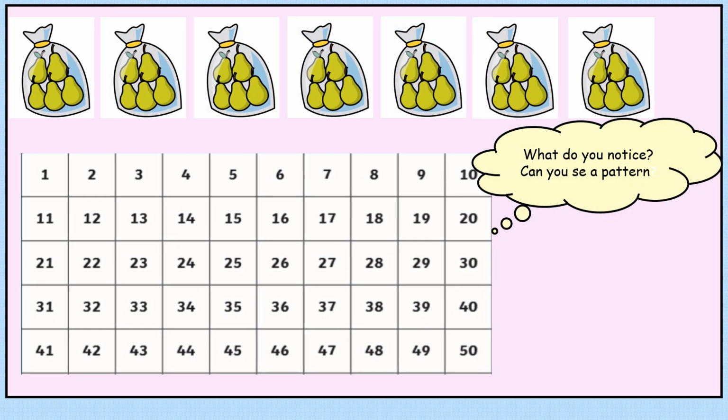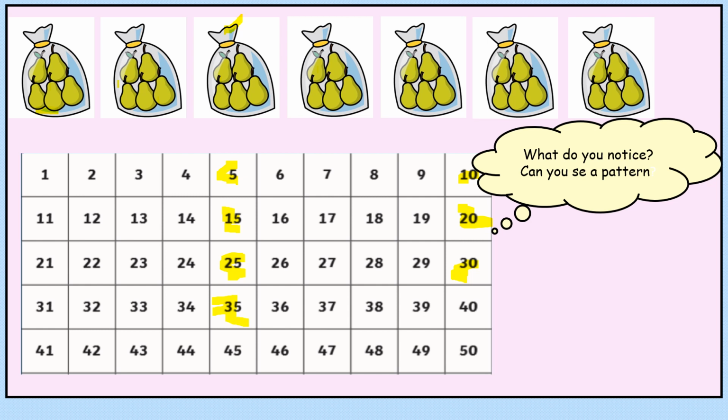Now this time, as we're counting the pairs in groups of 5, I'm going to shade it in on the 100 or the 50 square. So here, how many pairs are there? That's right, there's 5. And there's 5 more is 10. So 5, 10, 15, 20, 25, 30, and one more group of 5 is 35.